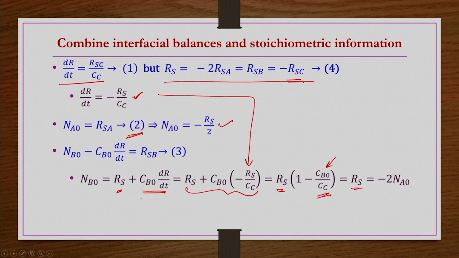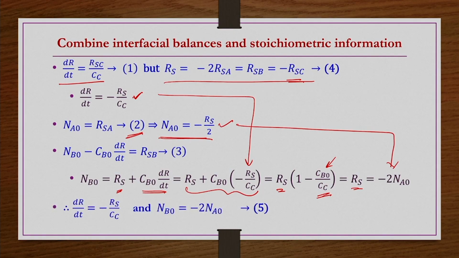So, Rs times 1 minus Cb naught by Cc, we can write as Rs multiplied by 1, and this Rs is nothing but, from the earlier equation, minus 2 Na naught, that is Nb naught is equal to minus 2 Na naught, that is what we had. Okay. So, finally, dr by dt is equal to minus Rs by Cc and Nb naught is equal to minus 2 Na naught. So, in addition to the first 4 equations, this fifth equation is also going to be very essential for our remaining lectures. We do not need to remember any other equations; they will be derived subsequently one after another because of the mathematical simplification, but in all the rest of the mathematical simplification, one or other of these 1 to 5 equations would be used. Okay.